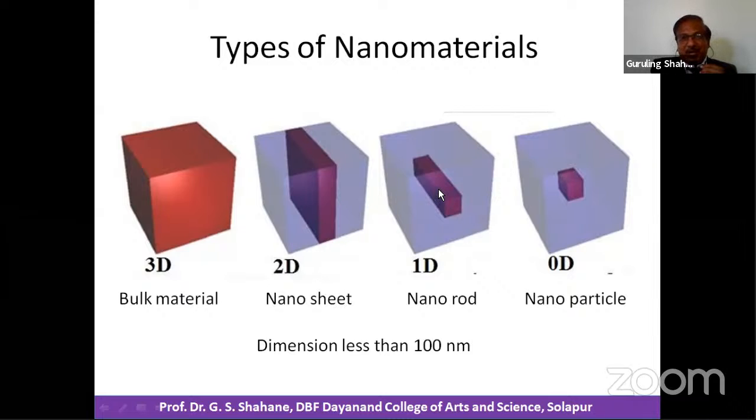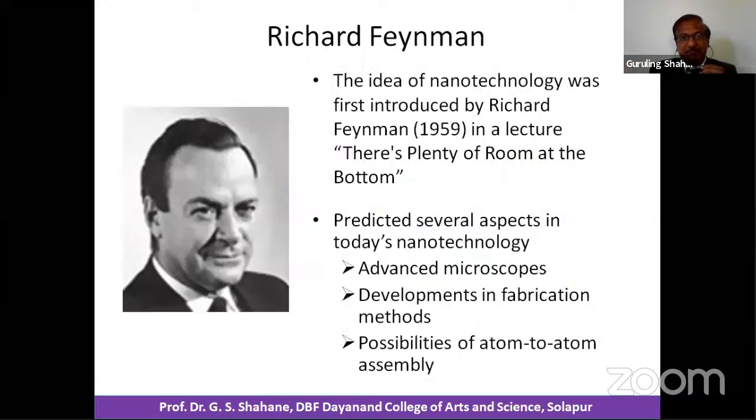If we reduce one more dimension below 100 nanometers, then you will get a structure like a nanorod or a nanotube. It is a one-dimensional material. And if we reduce all three dimensions below 100 nanometers, we get a zero-dimensional material called a nanoparticle. The important thing is that at least one of the dimensions must be less than 100 nanometers. Then and only then will it show the effect of size.